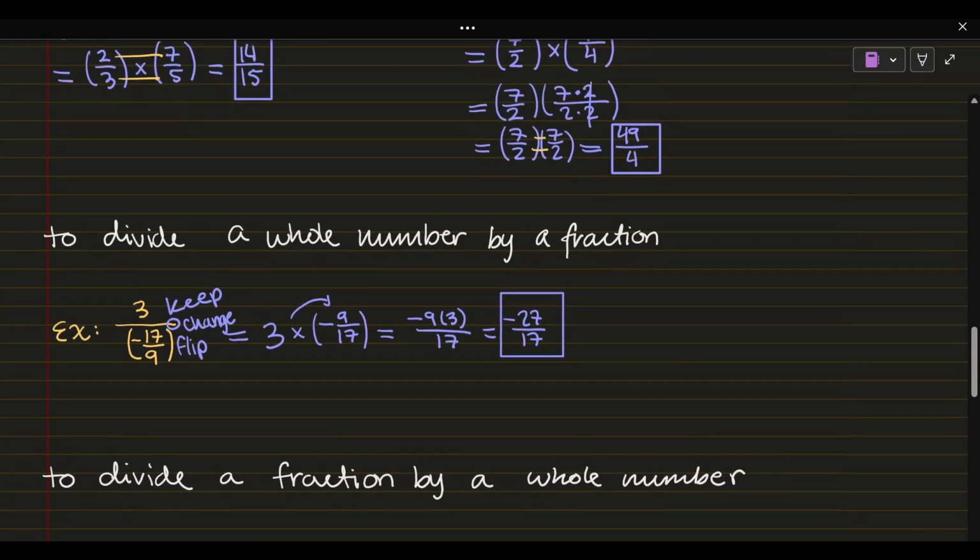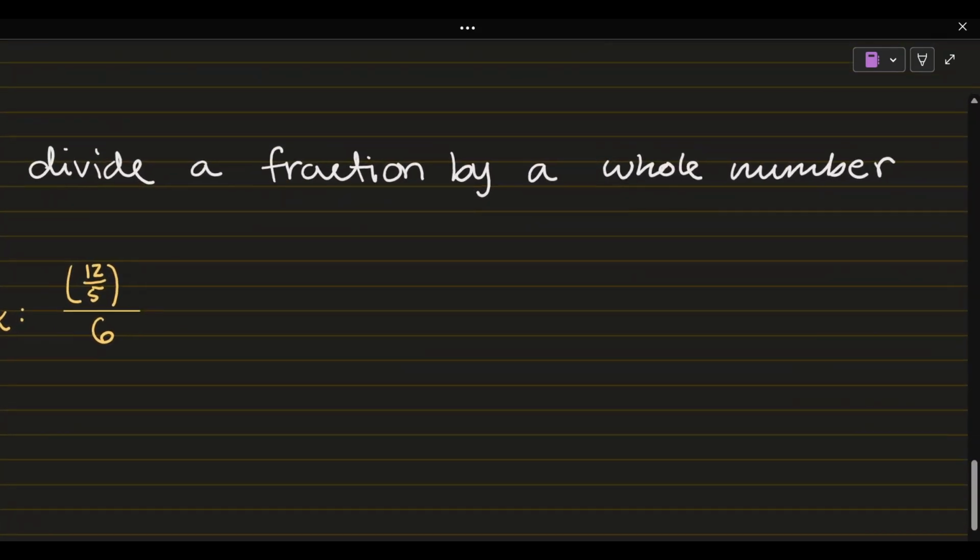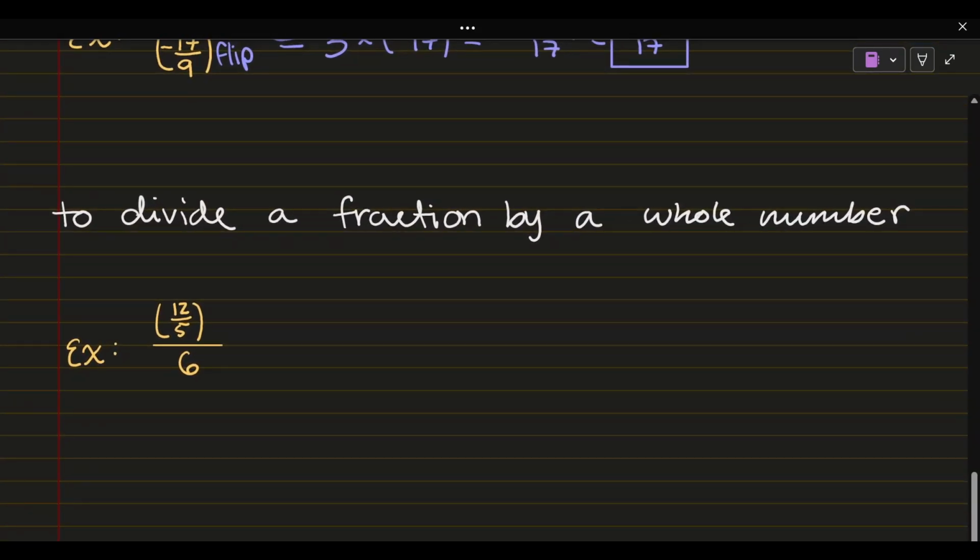Okay. Now to divide a fraction by a whole number, again, we use keep, change, flip. We keep the top, we change the division to a multiplication, and we flip the denominator. And you might think, okay, flip how? Well, remember that 6 is the same as 6 over 1. So we just flip that.